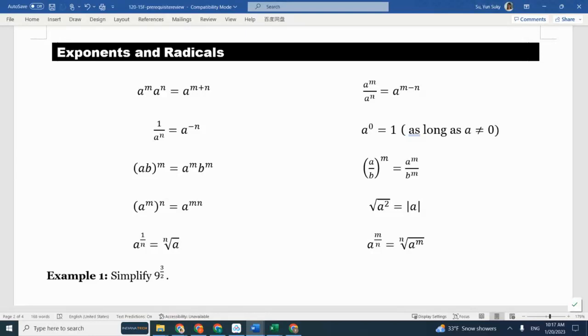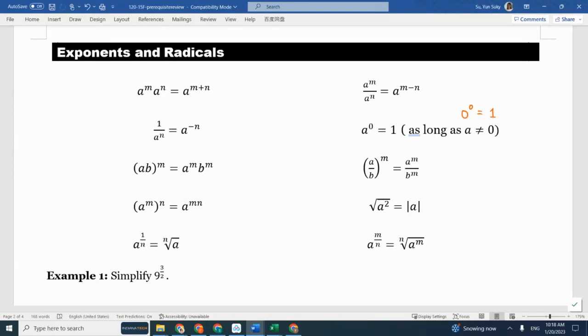A to the 0 is 1, as long as a is non-zero. And I can tell you, even when a is 0, this is also true. So 0 to the 0 is by definition 1. Okay, so by definition, just assume it. It's like, why is 1 plus 1 equal to 2? We just call it 2. So 0 to the 0 by definition is 1. So then this is true for all a.